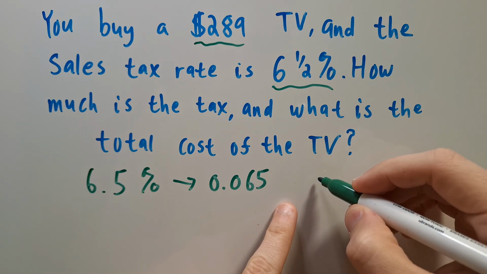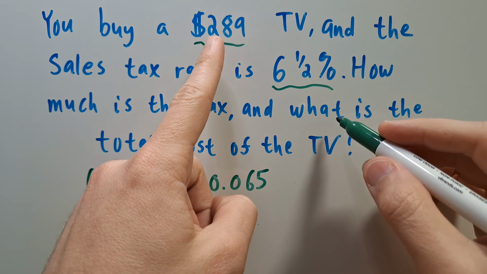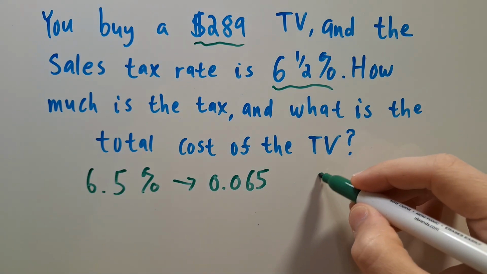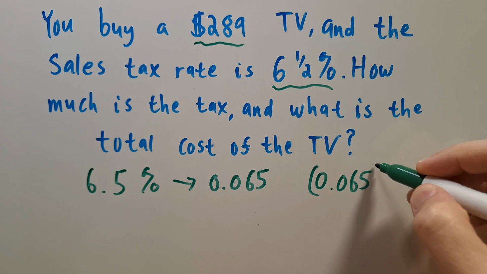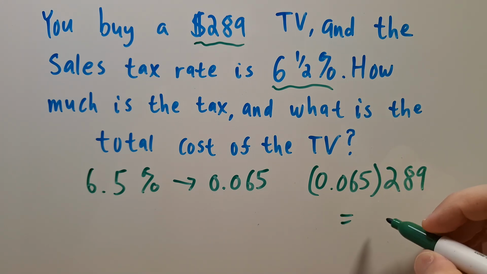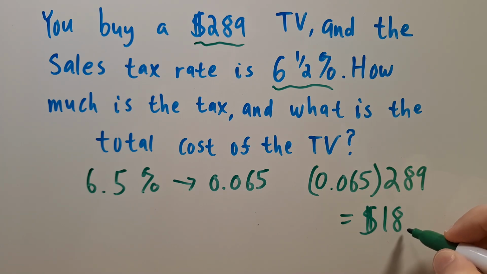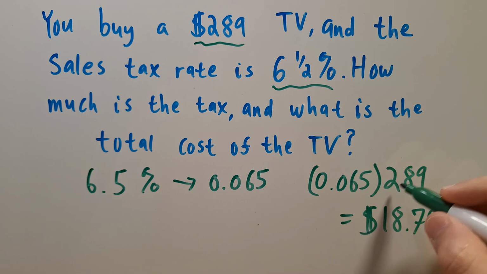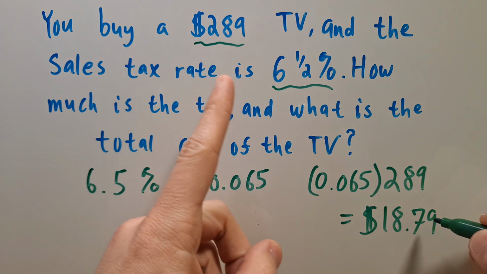First thing we're going to do, we're going to take our tax rate and we're going to multiply it by the cost of the TV. This product will give us $18.79. You get a number that is 3 decimal places, but when you round it to 2, it's ideal for doing that when you're dealing with applications involving money.